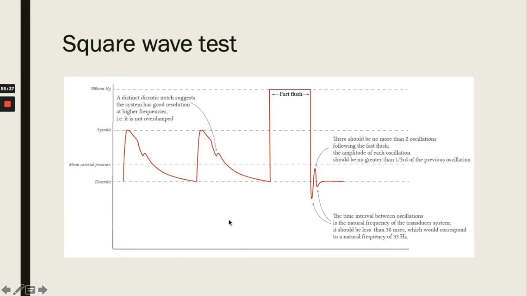Moving into the next one, what I want you to understand basically here is that you should only have less than 2 bounces or 2 oscillations. Then it should go back to baseline, and then it should return back to reading the arterial line. That's what your square wave test looks like in a good arterial line that's properly dampened. That's what you should see. There's not a lot of resonance in this particular waveform.